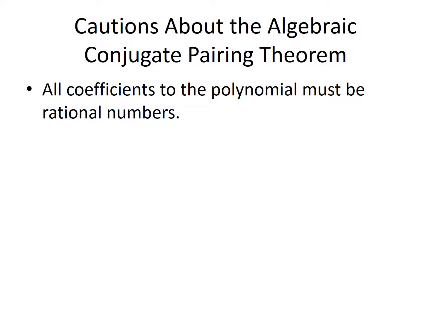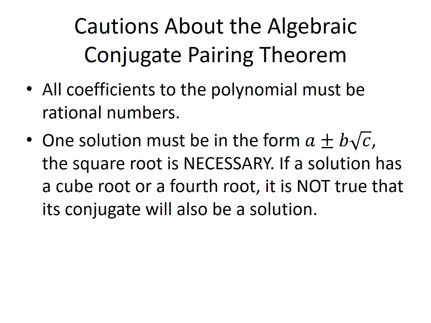Some cautions about the algebraic conjugate pairing theorem. All the coefficients to the polynomial must be rational numbers. So they have to be counting numbers, whole numbers, or integers, or an integer divided by another integer to qualify for use of the theorem. One solution must be in the form a plus or minus b root c. The square root is necessary. If a solution has a cube root or a fourth root, it is not true that its conjugate will also be a solution. So the square root is a necessary component as part of the known root that comes from the solution process for the polynomial.